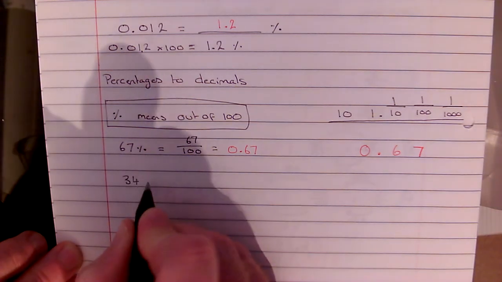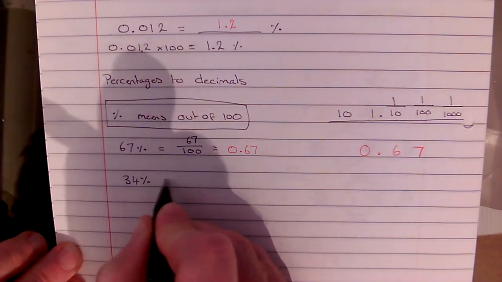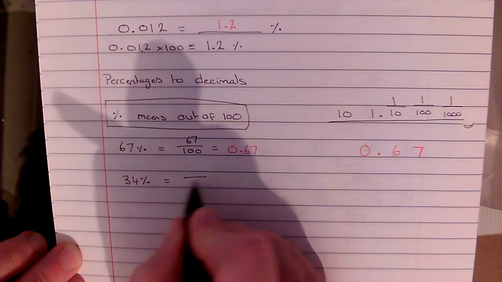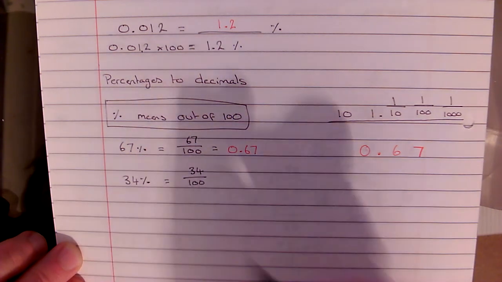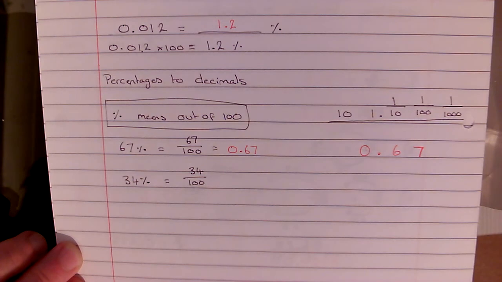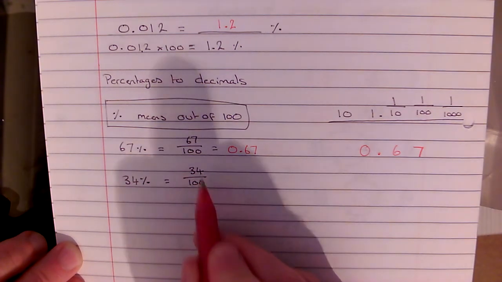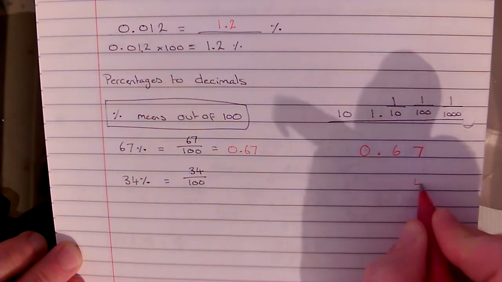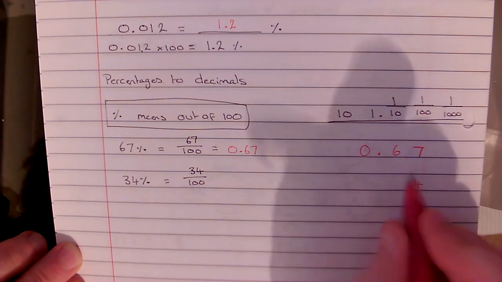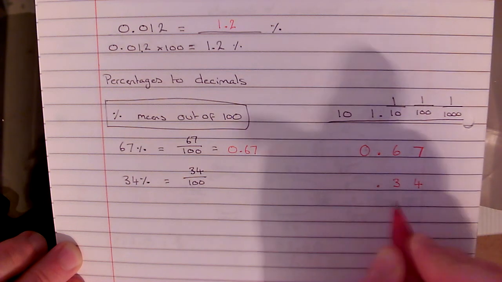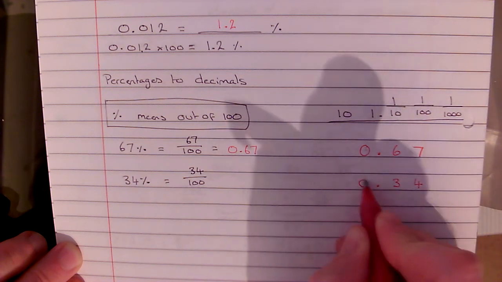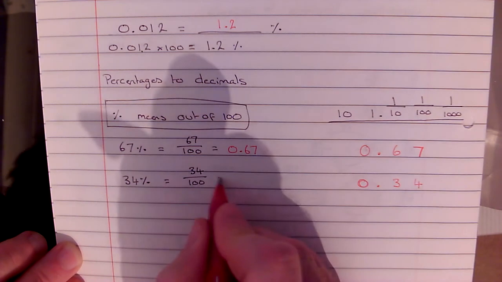Next number, let's go 34%. Again, the first thing I'm going to do is put it in a fraction out of 100. It's 34 out of 100. Then I'm going to take my 4 and put it in the hundredths column. I'm going to put the 3 in the tenths column. Nothing to go here, so 0. So 0.34.